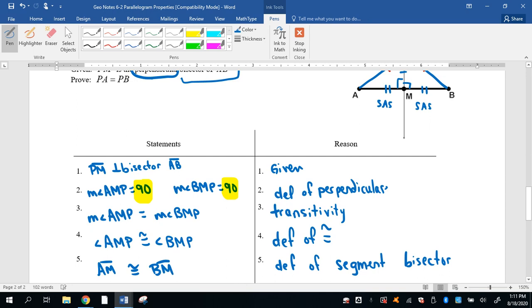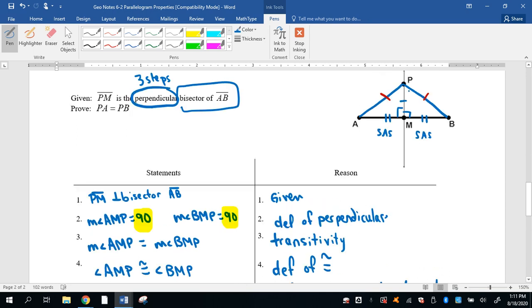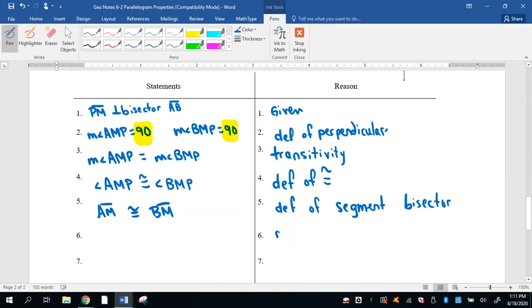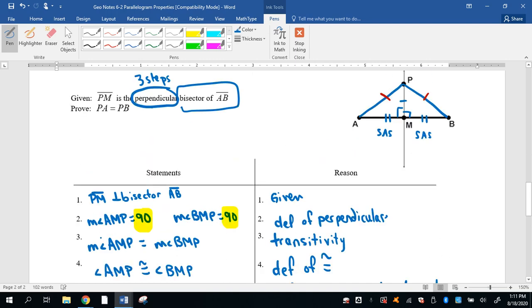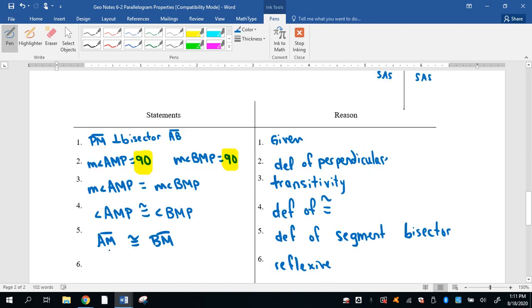And then the last thing we have to do is talk about this reflexive. So PM is congruent to itself because of reflexive. So reflexive, and that was our PM is congruent to PM.